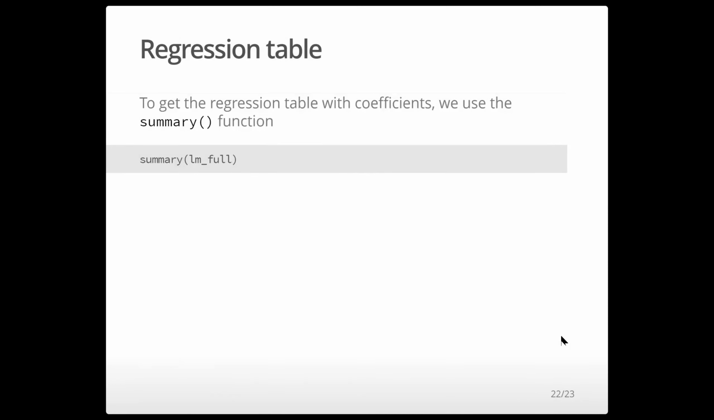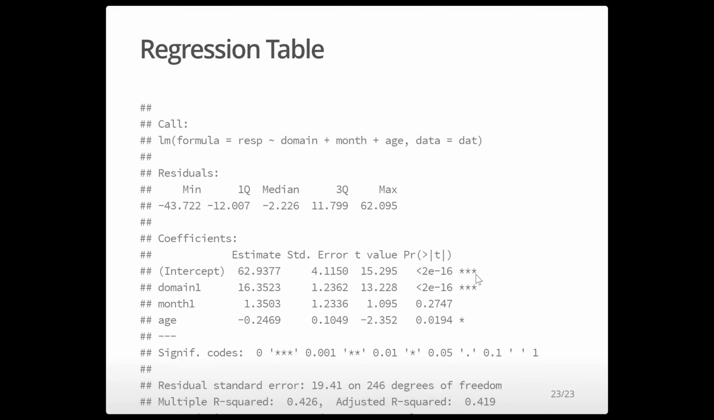And if we want to actually get the regression table with the beta coefficients, we can use the summary function on our regression object, and that will give us a full output, including R squared, as well as the coefficients, which are the estimate here for each variable, standard errors, and t-test.